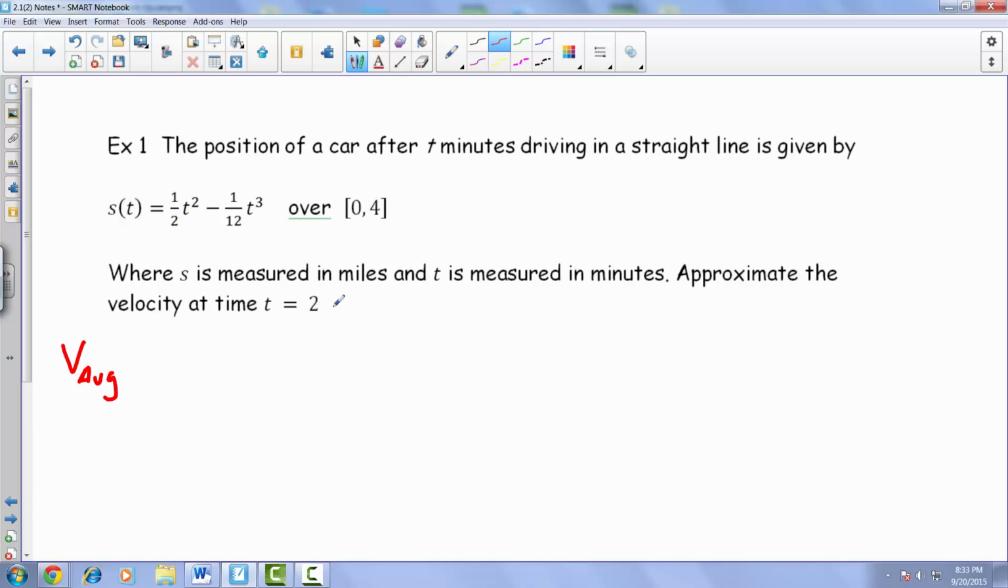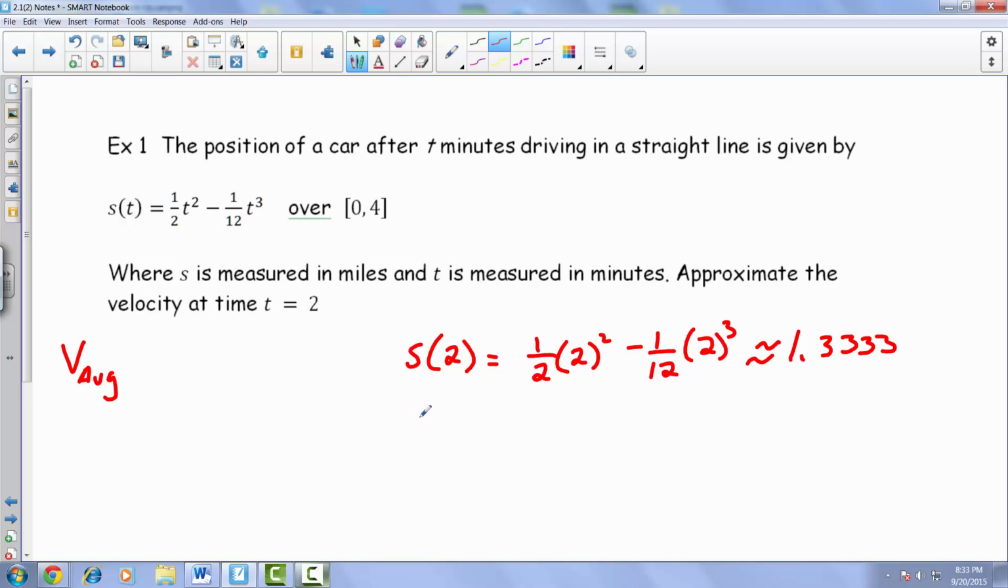of some different intervals. So for example, let's start out with, well, our target point is happening at 2. So what we can do is throw 2 into the function, and when we do that, we have 1/2 times 2 squared minus 1 over 12 times 2 cubed. And this will simplify out to be about 1.33.